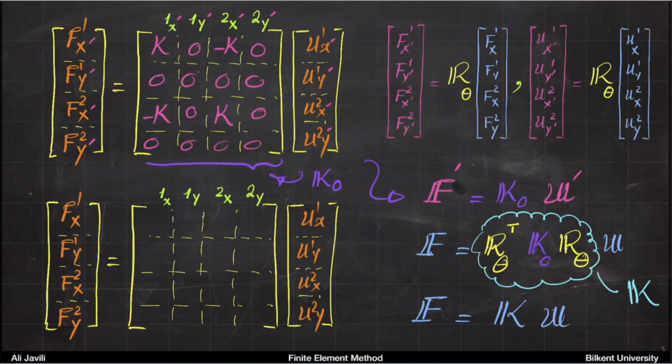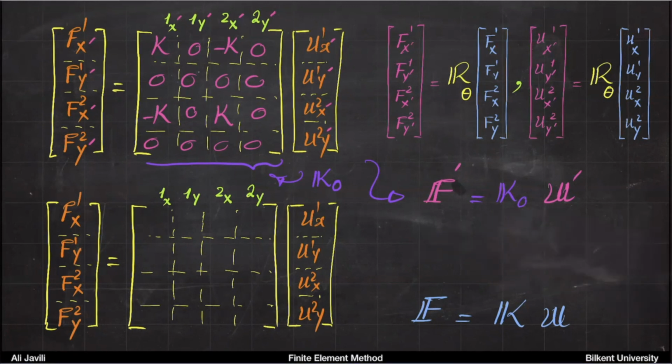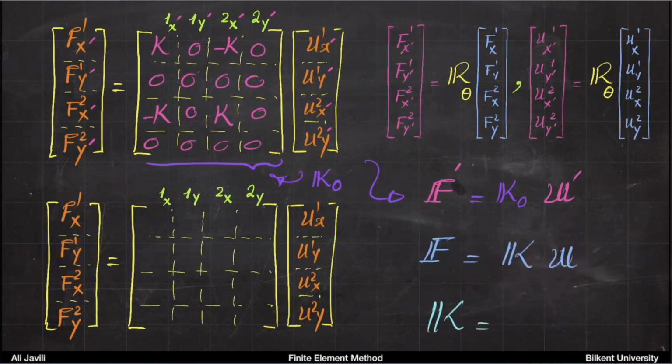So long story short, I think this is kind of the proof of what we wanted to do. That from the pink system, you can come to the blue system. It's just that you need to be careful with the steps. And now at this point, we know that K is R theta transpose, let's say that K0 R theta.